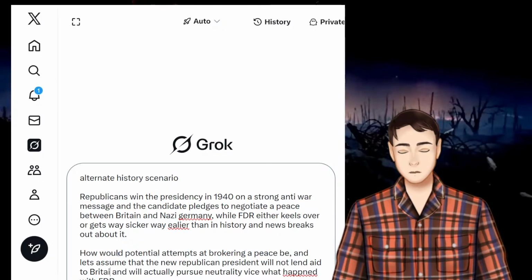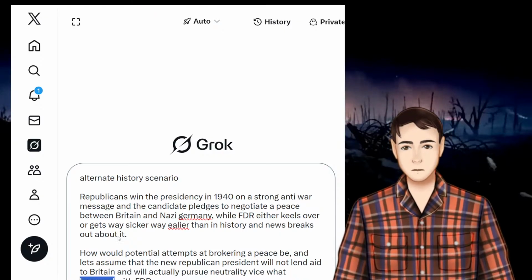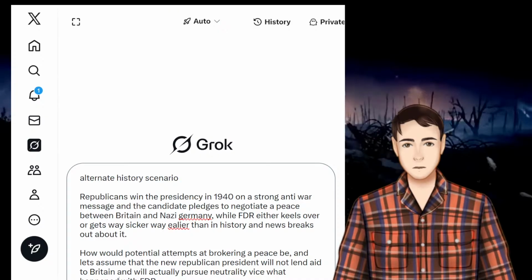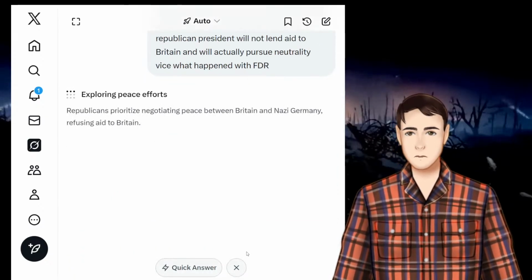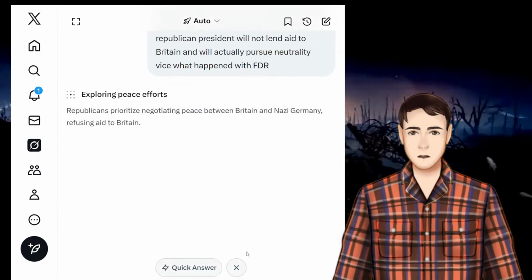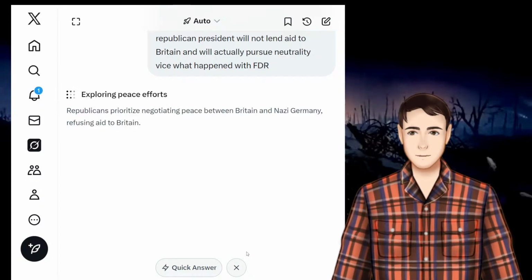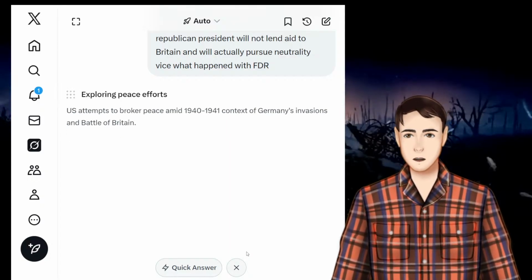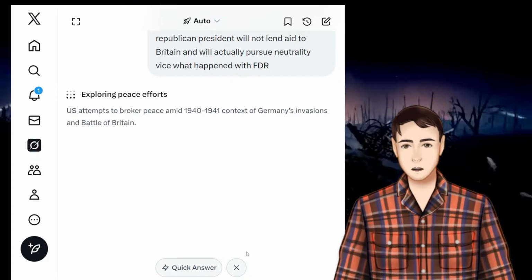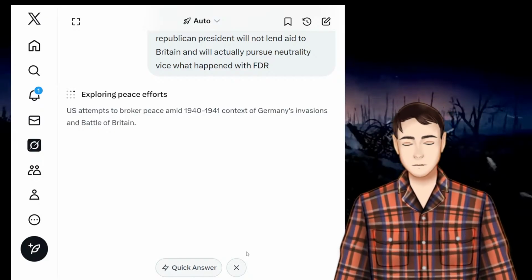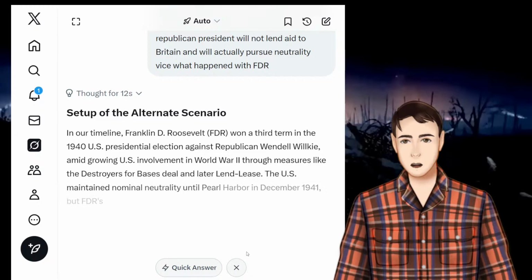What the fuck? All right, this would be an interesting scenario. This is just like absolute slop content here, going to Grok to give me an alternate history thing.